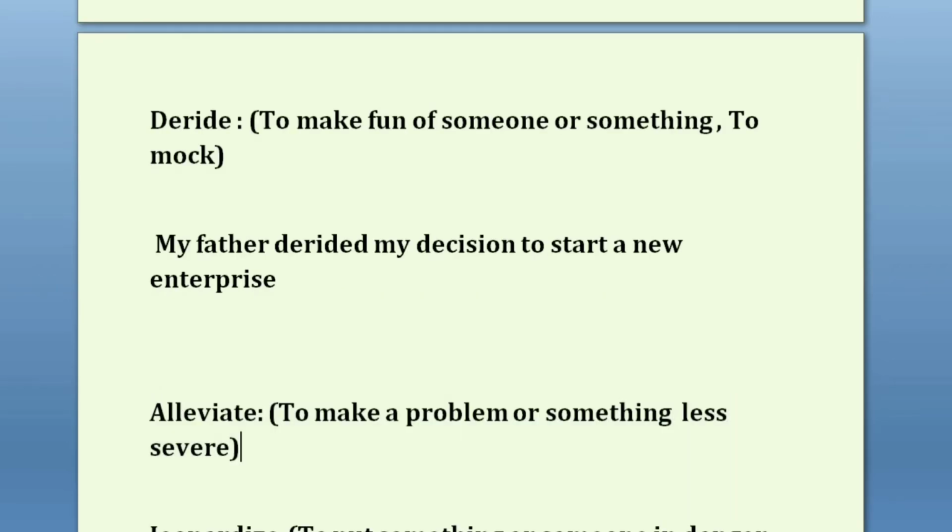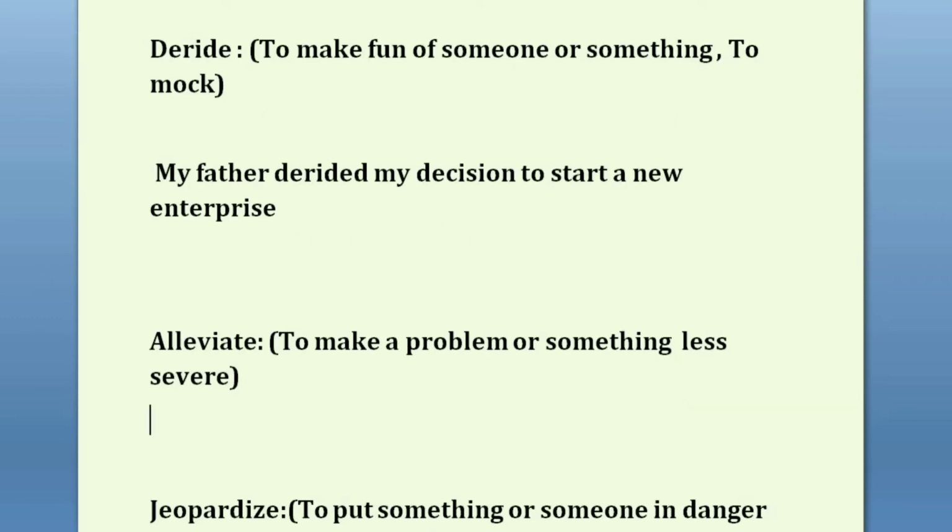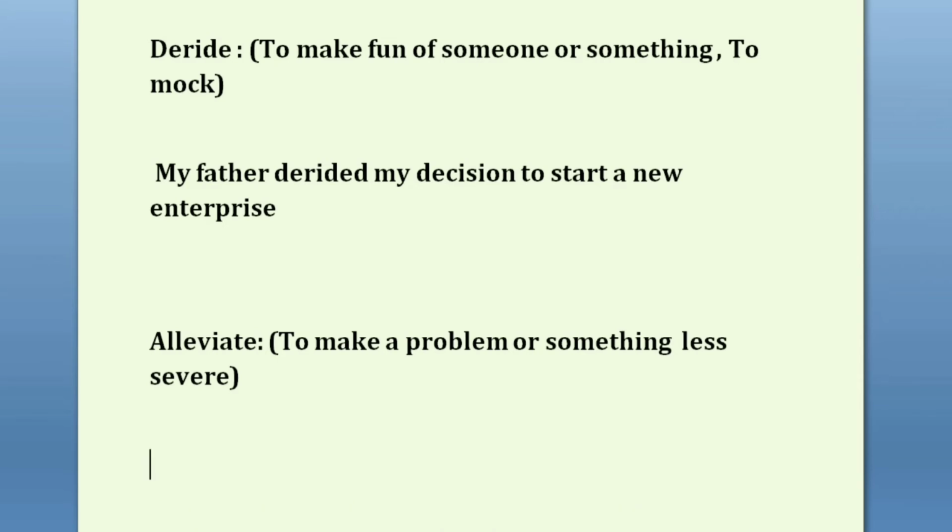So the next advanced English verb which you have is alleviate. So let me pronounce it once again. It's to alleviate. So let's see a sentence. So alleviate means to make a problem or something less severe. So let's see how we can use this.